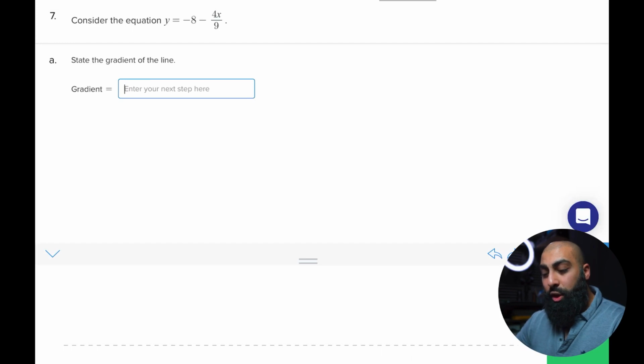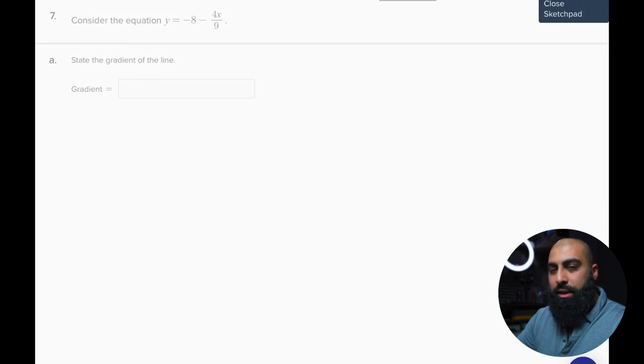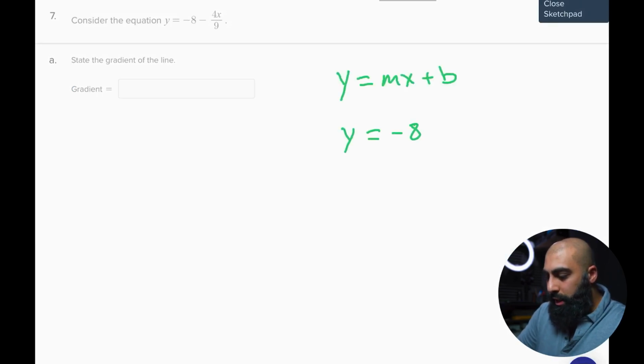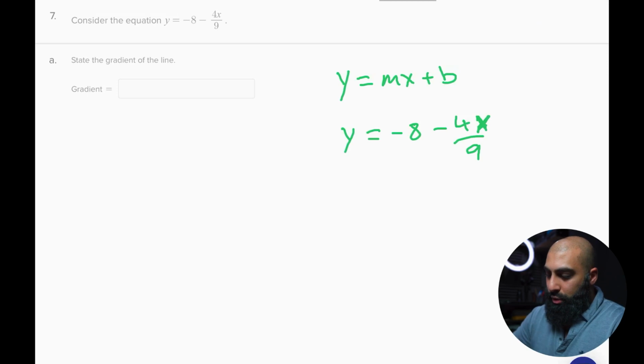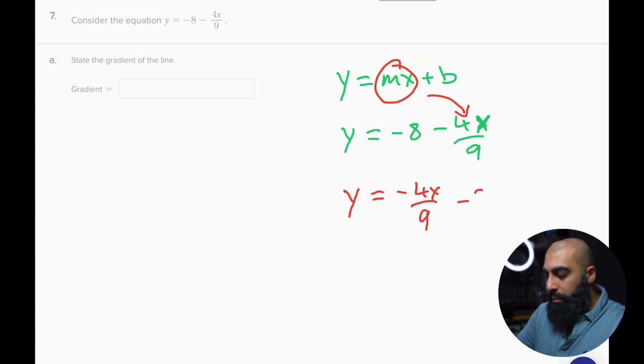Question 7 said, consider the line with the equation y is equal to minus 8 minus 4x over 9. State the gradient of the line. Okay, this isn't in the gradient intercept form. We need to just move around a few things. First thing first, we can see that m is with the x, and that's this part here at the end. So we're going to put that in the middle part.